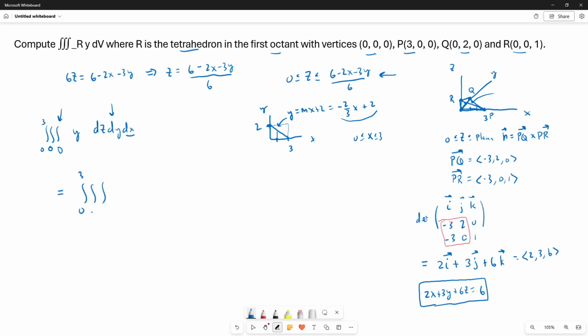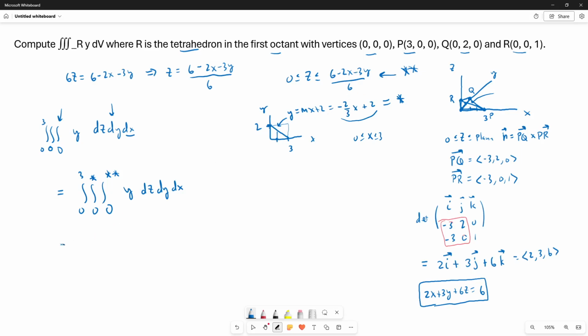0 to 3 for x, 0 to, let me give this thing a name, let me just call that star. We'll just keep an eye on that. And then z goes from 0 to, let's call this thing double star. And then we're integrating dz, dy, dx. These expressions, star and double star, are a little bit clunky, so they don't fit up here very nicely.